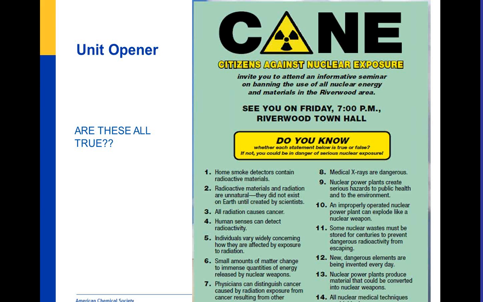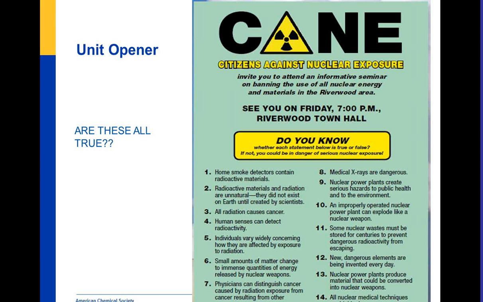Now, as the students are learning about nuclear radiation throughout the unit, they're going to come back to each of these 14 statements and decide, is the statement true? Is part of it true? Is it trying to be misleading? They're going to have to analyze that.